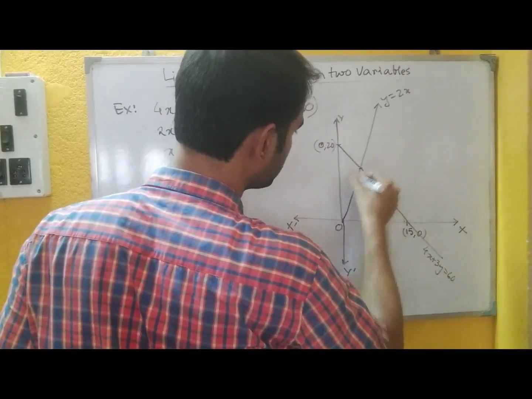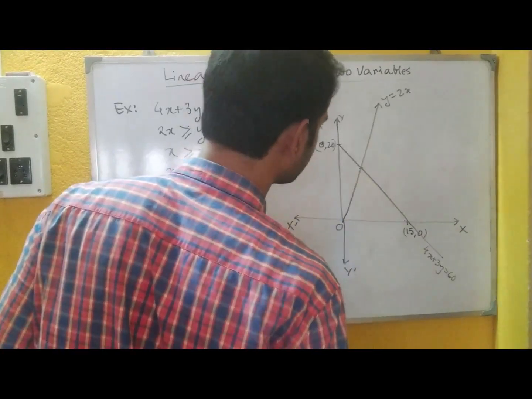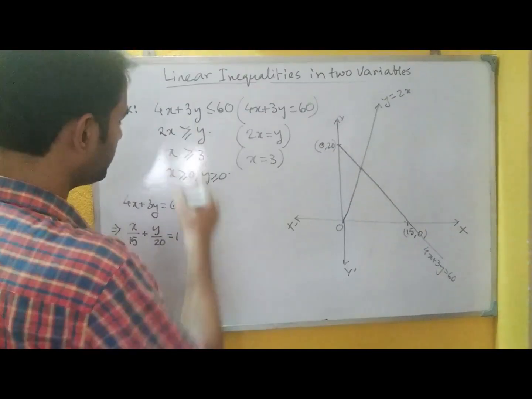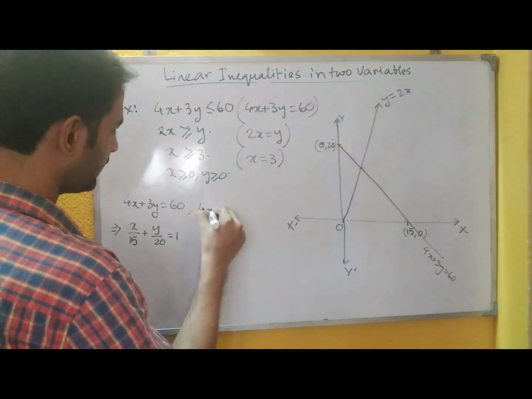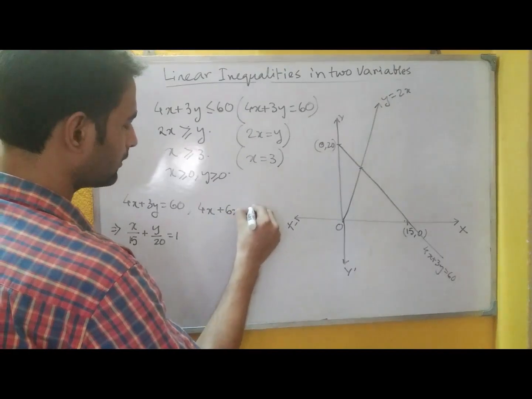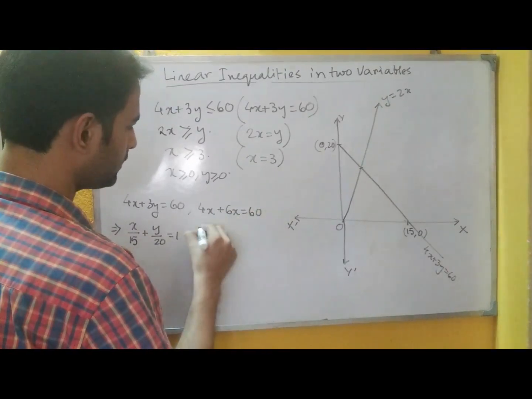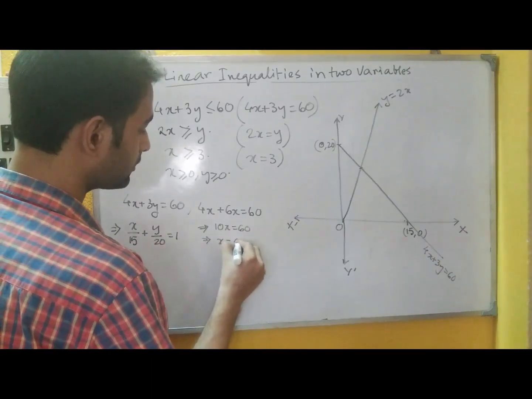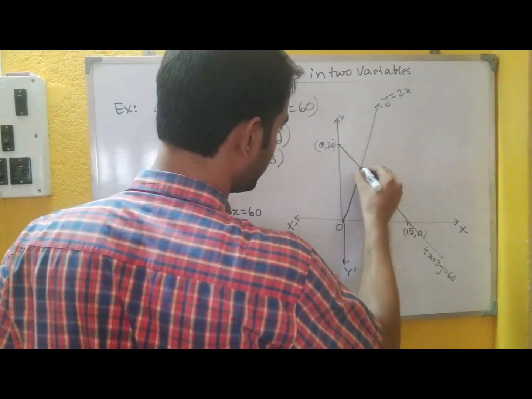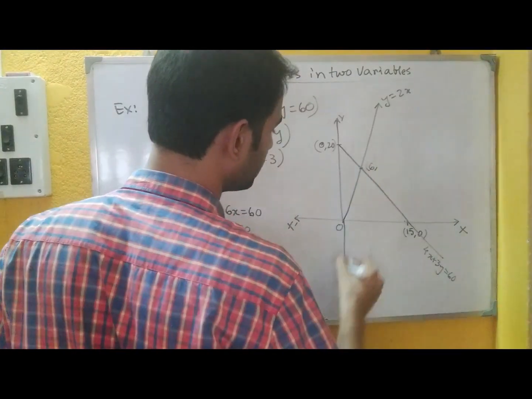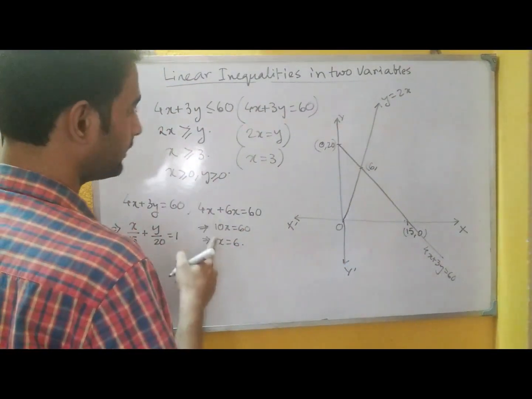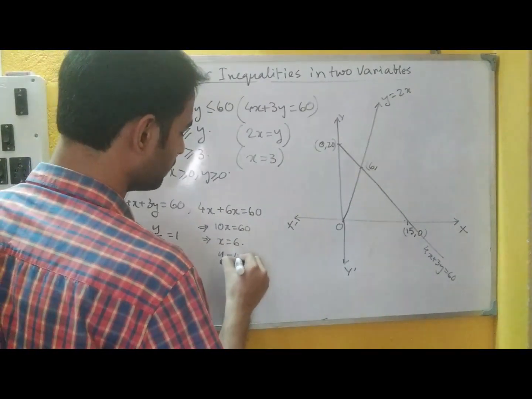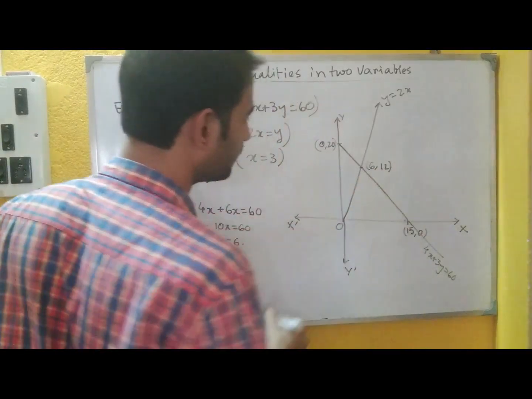So first we find the coordinates of this point of intersection. So we are putting y equals 2x in this line. If you put it, you get 10x equal to 60, that means x equals 6. So for this point, the x coordinate is 6. And what is the y coordinate? Putting 6, we get y equals 12, which will be 6, 12.